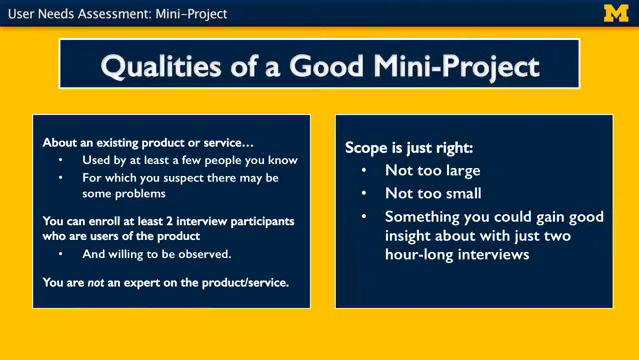So the qualities of a good project for this course are that, first of all, it should be about an existing product or service. You want a product or service that is used by at least a few people that you know, and for which you might suspect that there's some kind of challenge for the user. I'd like you to enroll at least 2 interview participants who are users of the product or service and who are willing to be observed while they actually use the product.